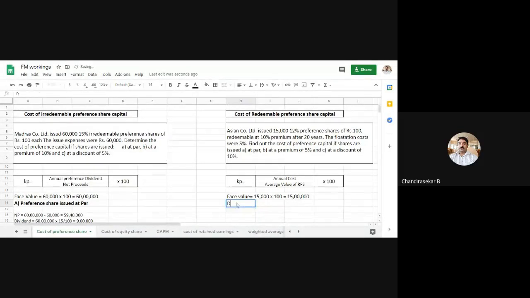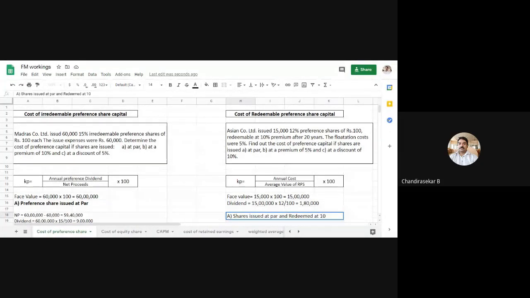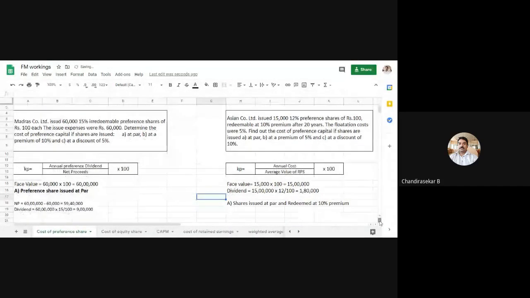And dividend? Dividend equal to 12% on 15 lakh, into 12 by 100. It will come around 1,80,000 rupees. Yes. And now we can calculate. Shares issued at par and redeemed at 10% premium. Okay, they agreed to redeem at 10% premium.